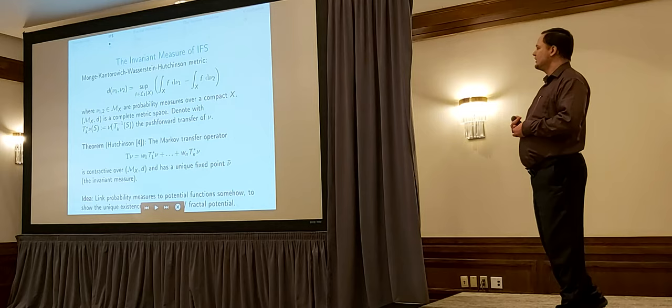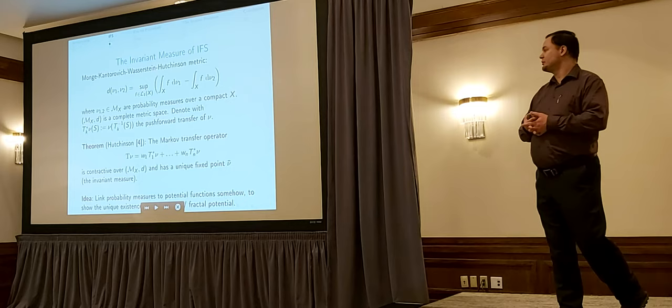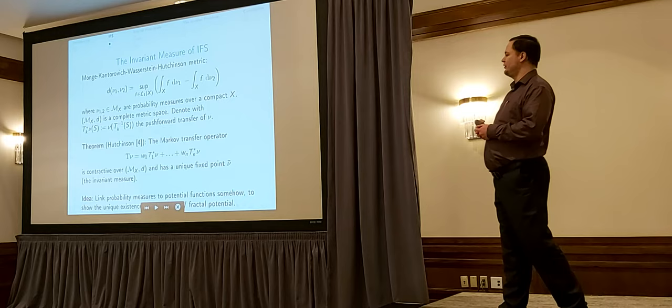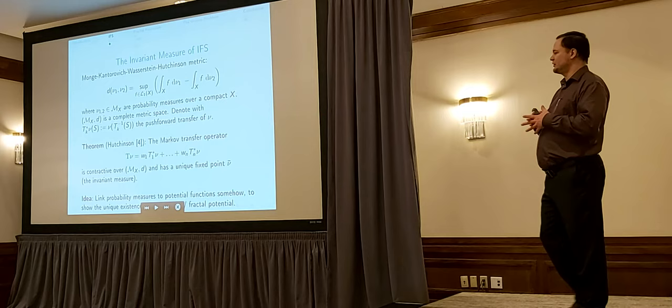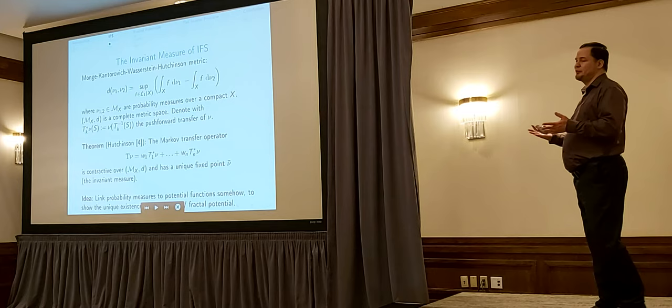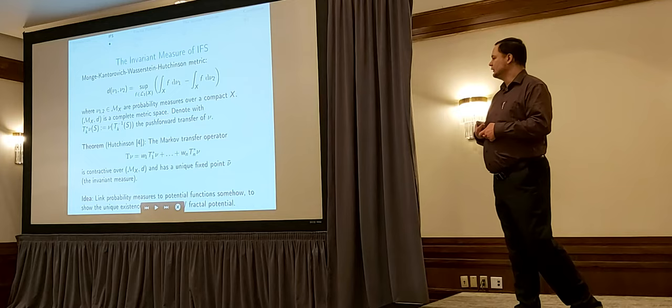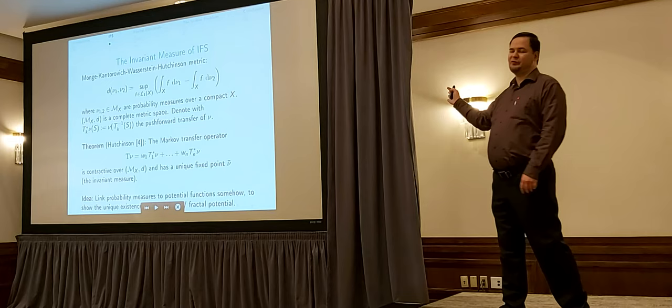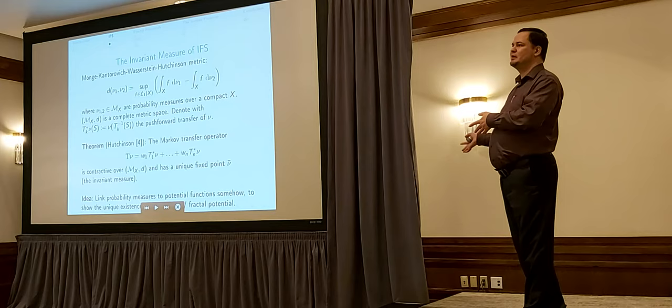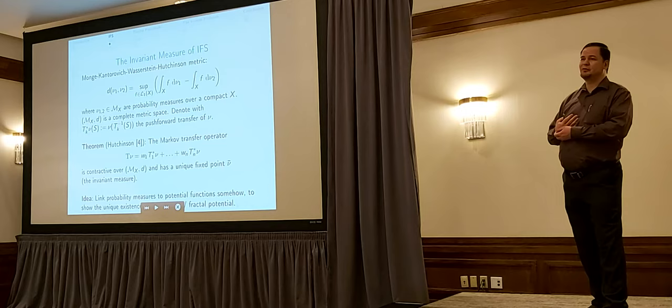The main idea behind fractal potentials, or we might also say invariant potentials, is that the easiest path to showing an invariant potential is to link probability measures to potential functions somehow. As you may recall, that's possible through Poisson's equation. That way you can show the unique existence of a fractal or invariant potential as well. Otherwise, whatever function space I'm going to be defining, we'd have to show that that's a complete metric space as well, which can be quite difficult. So that's what I'm avoiding here.